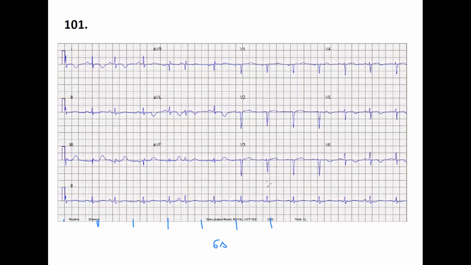And we have to count how many R waves we have. 1, 2, 3, 4, 5, 6, 7, 8, 9. So the average rate is 90. 90 beats per minute. Good. Now, next one.